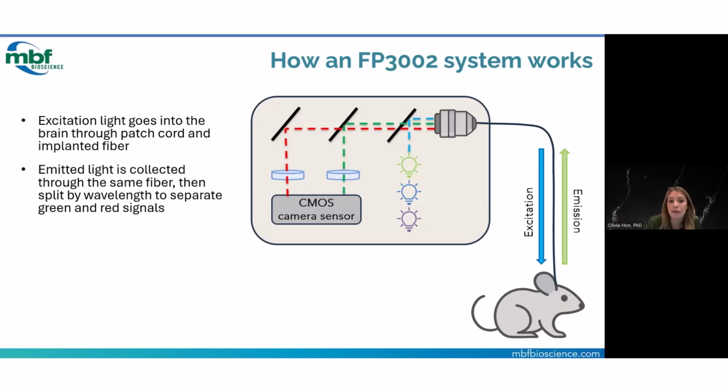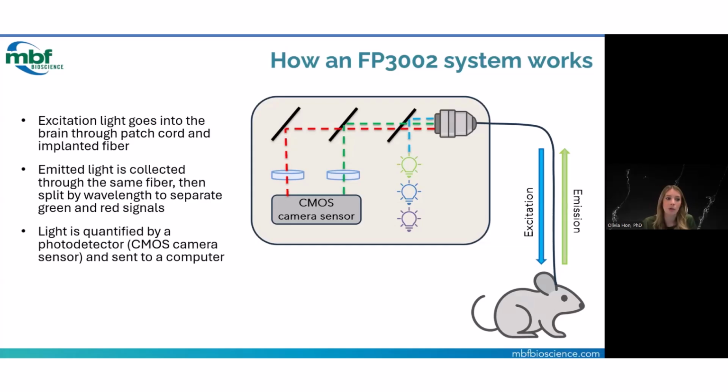That signal is then further split by wavelength. So if you're recording with both green and red sensors at the same time, those signals get separated out so that you can look at them independently. They go through a series of lenses and filters before getting projected onto either side of a CMOS camera sensor, which quantifies that light. That signal then goes to a computer for further processing and integration with things like timestamps. Every photometry system is a little bit different, but these are all the things that they have in common. The difference generally is the timing of the light delivery and the type of detector, but it's all the same basic components.